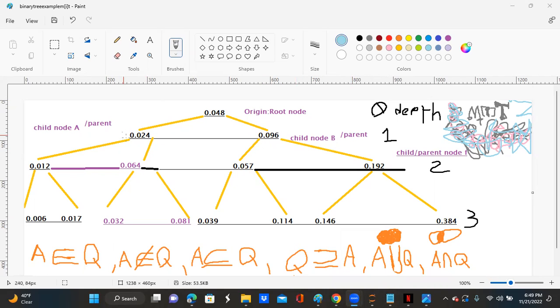So I'm calling this node child A, this node child B, and then this node would be C, D, E, and then this is child node F, child slash parent node F, and then so on and so forth. G, H, I, J, K, L, M, and N.